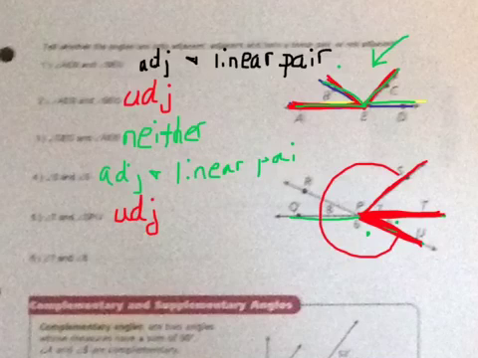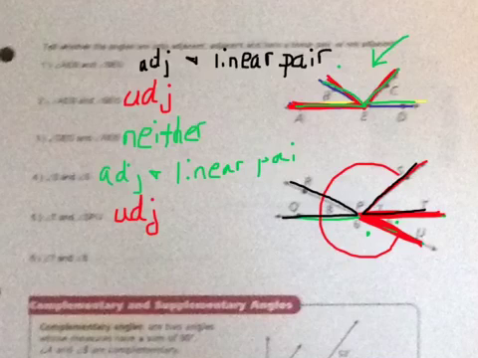And I'll switch to black for the last one. Angle 7 and 8. Here's 7. Here's 8. They are not adjacent. They don't share a side. And so if they're not adjacent, they can't be a linear pair anyway. So this is just neither. This is another one of those neither ones.